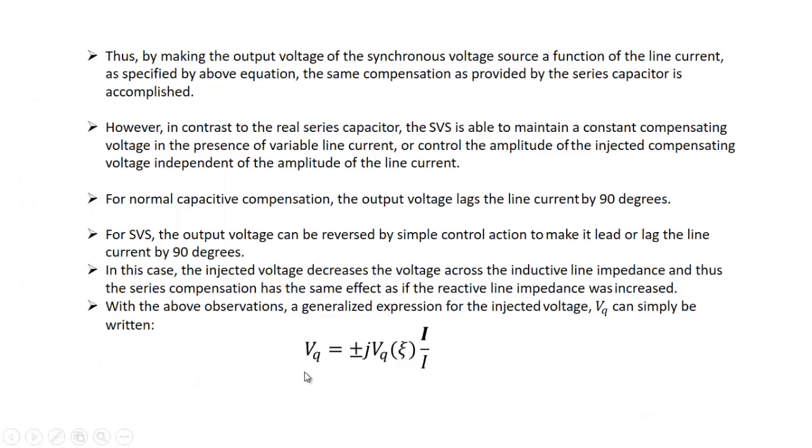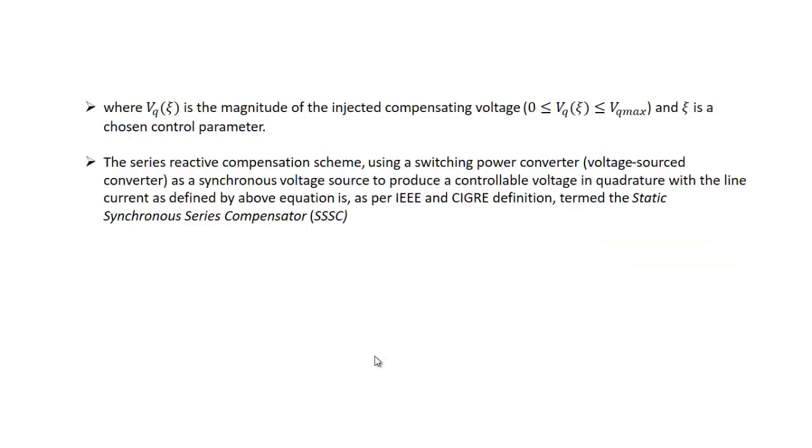So in this case, this VQ can act as an inductor. If we use plus here, this VQ will be leading this current by 90 degrees, so it will be an inductive effect. If we are using minus, it will introduce the capacitive effect. For this equation, VQ zeta is the magnitude of the injected compensating voltage, and this changes from 0 to VQ max, some maximum voltage, and zeta is a control parameter because it will be changed to change the value of the VQ.